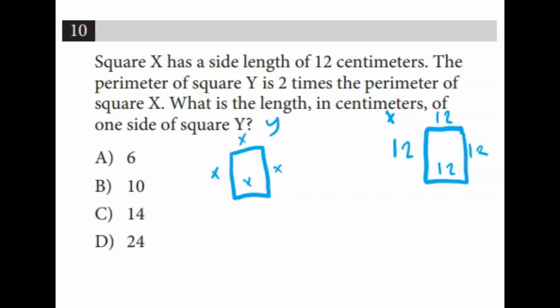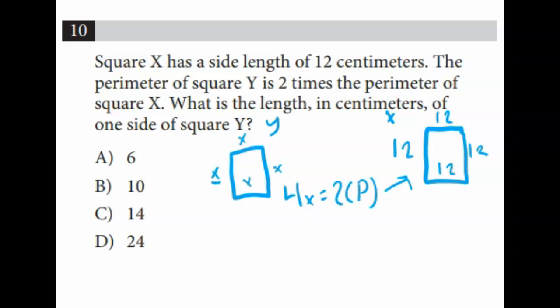What is the length in centimeters of one side of square Y? So we're just trying to find 1x for this square. But we know that all these x's added up, so x plus x plus x plus x, so 4 times x, equals 2 times the perimeter of square x. A little confusing, but 4x equals 2 times the perimeter of that square, is what I'm trying to say.